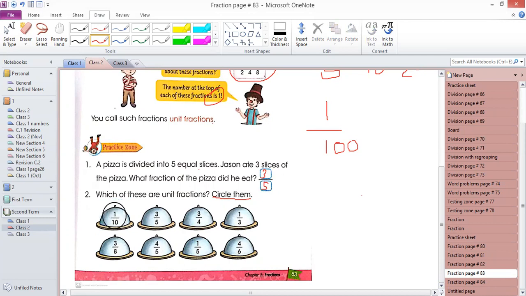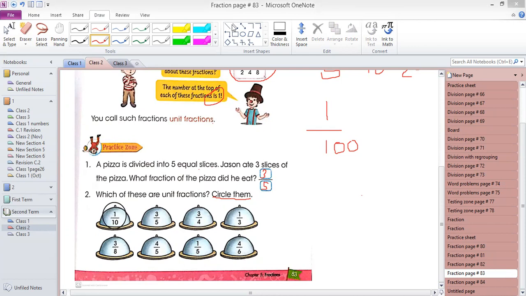Now 3 over 5. Is 3 over 5 a unit fraction? No. Very good. Now 3 over 4. Tell me, is 3 over 4 a unit fraction? No, sir. Very good, because it doesn't have 1 in its numerator.